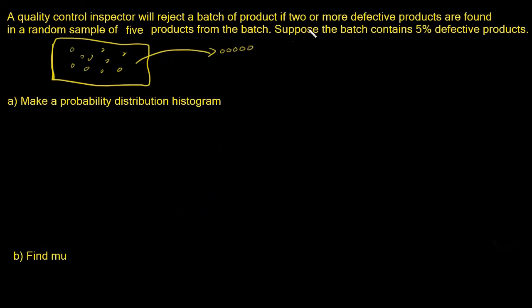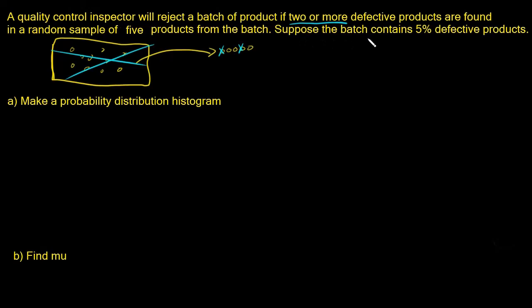And then they set, beforehand, before they take that random sample, a rule: if this random sample has 2 or more defective products, then we're going to say, you know what? That's a lot of defective products in this random sample of 5. So this whole batch is no good, and they'll throw out the entire batch. So that's the way quality control usually works.